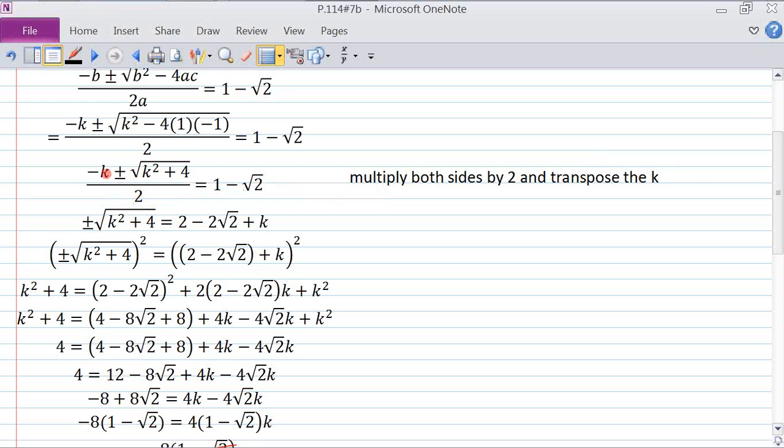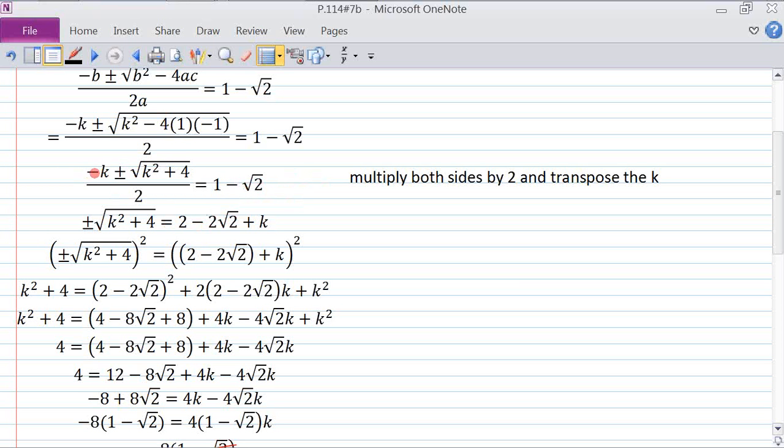And this becomes, when we multiply through by 2, we get minus 2k over 2. And so what happens is that this becomes plus k, minus k on the left becomes plus k on the right. Okay, so we're multiplying through this term by 2, and we're multiplying this by 2. When we multiply this by 2, we get 2 here. We multiply this by 2, we get this.